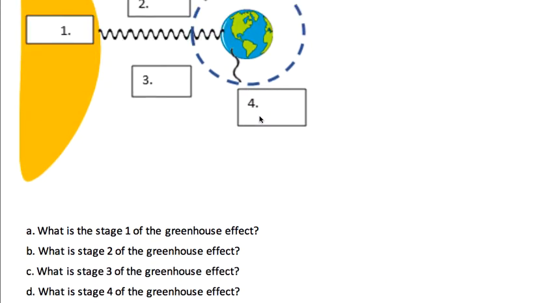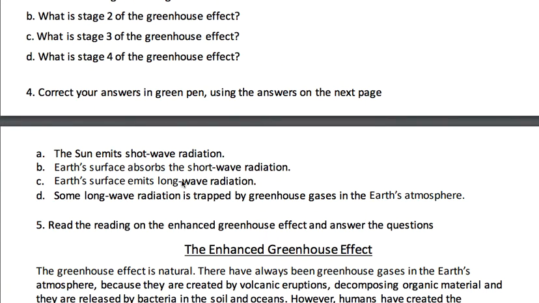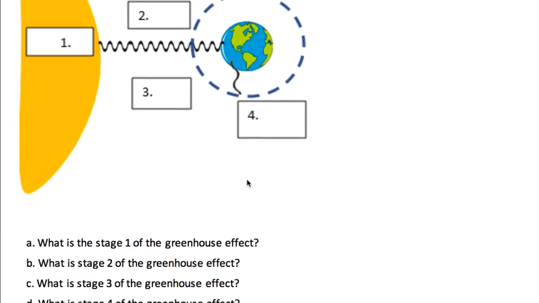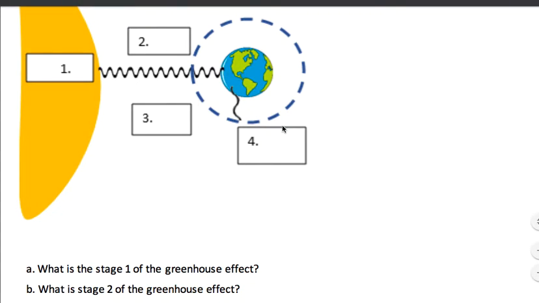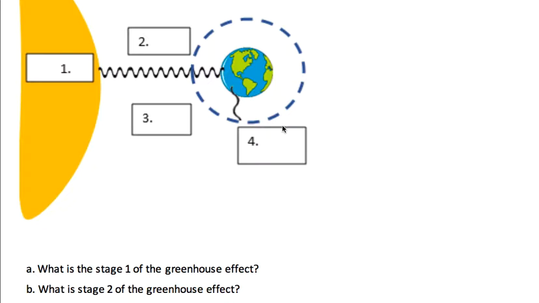Then the Earth emits long-wave radiation. Right, so that short-wave radiation that's come from the sun has been absorbed by the Earth's surface, and then it gets re-emitted, it gets released by the Earth's surface. But this time it's not short-wave radiation, it's long-wave radiation. And it's that long-wave radiation that at stage 4 gets absorbed by the greenhouse gases in the Earth's atmosphere, making the temperature on Earth suitable for life.